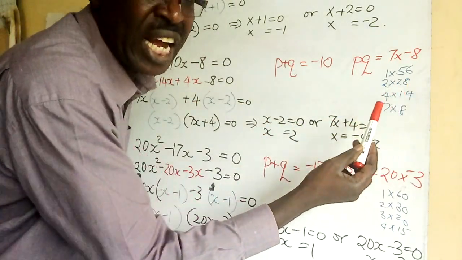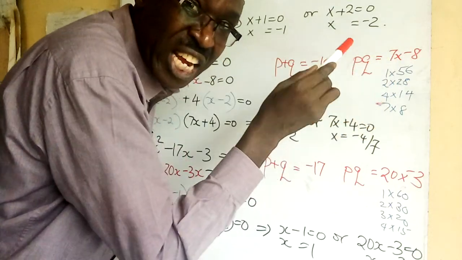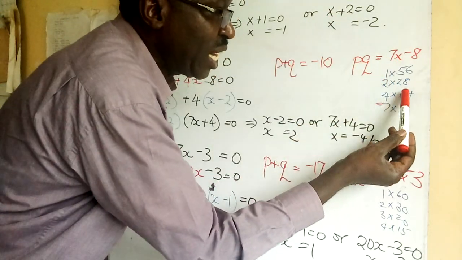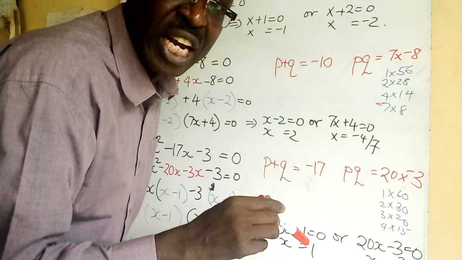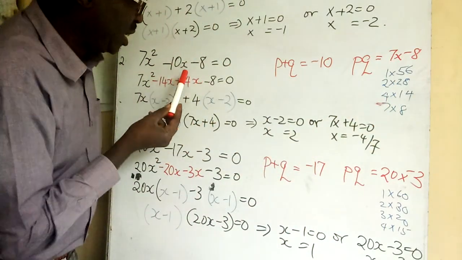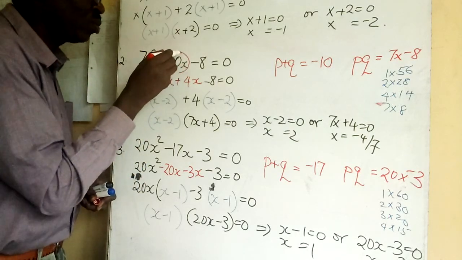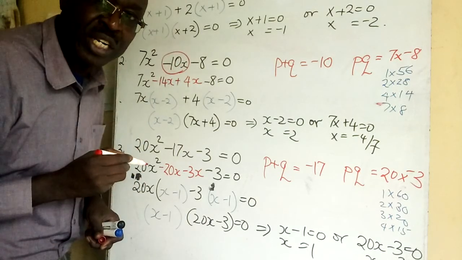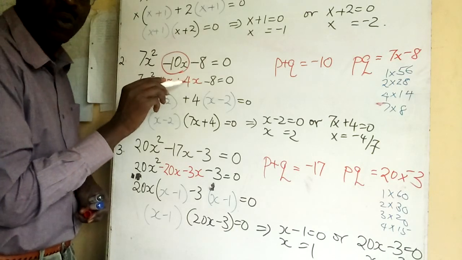Then put the right signs now. Remember, our product was negative 56. So attach the corresponding signs which give you negative 56. And then replace the middle. So this time round, we are replacing this one. How do you replace it? Correct sign, negative 14 plus 4.